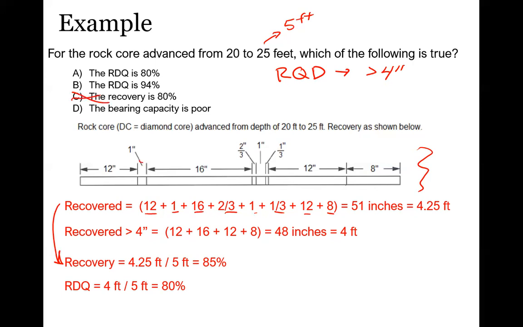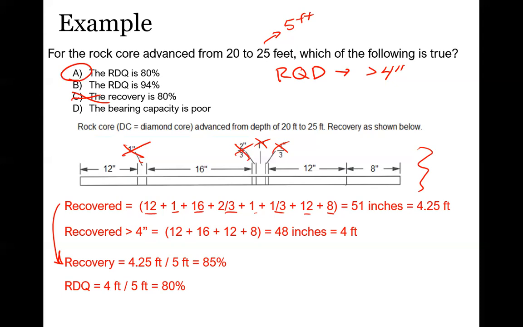Recovery is not 80%. For our RQD, we count everything that is greater than 4 inches. So we don't count the 1 inch, don't count these, don't count this. We only have 12, 16, 12, and 8. That's 48 inches, or 4 feet. So 4 divided by 5 is 80%. So we know that this is our true value.